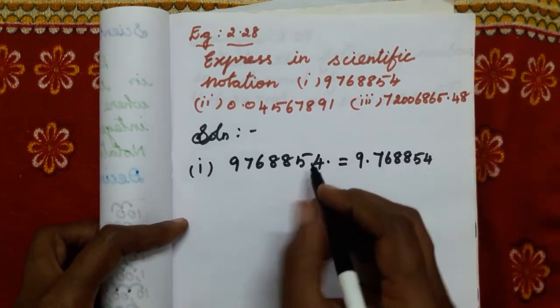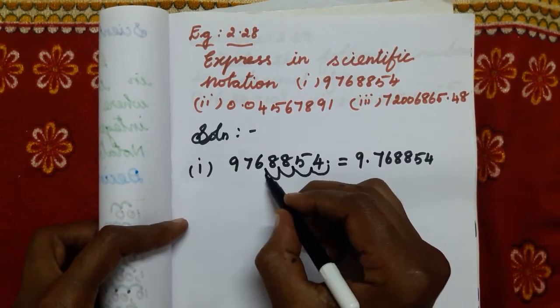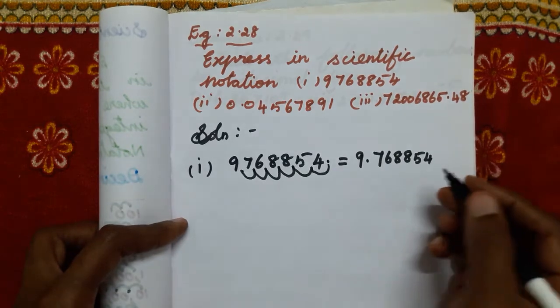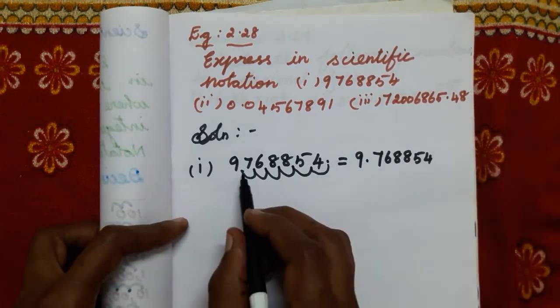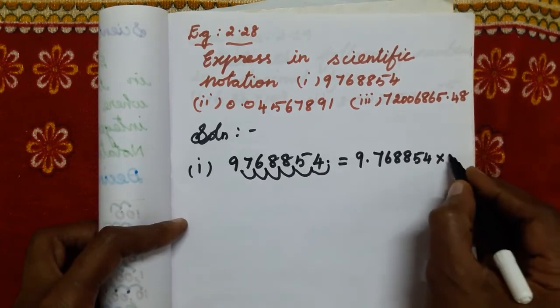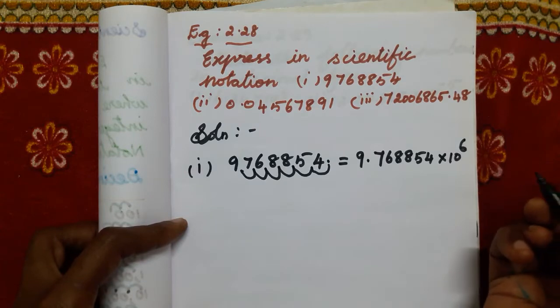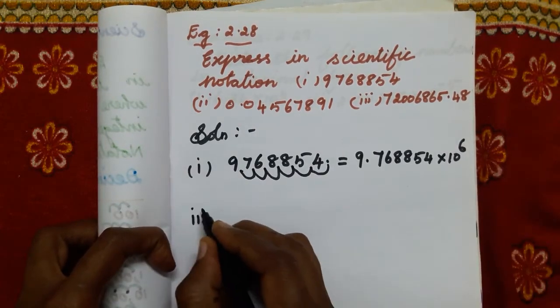9.768854. How many digits did we move the decimal point? 1, 2, 3, 4, 5, 6. 6 digits we moved, is it? 6 digits left. Left we moved means we have to write 10 power 6. Can you understand this? Next, second question.